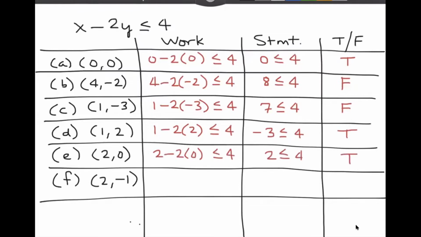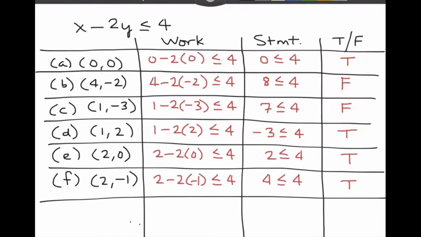And finally, (2, -1). 2 minus 2 times negative 1 is 2 plus 2, which is 4. All right, so I purposely included this one. 4 is less than or equal to 4 is a true statement. I like to think of it as sort of just barely true. Because if I replace that less than or equal to with a less than, it would be false. Okay, for all the rest of these, it doesn't make any difference.